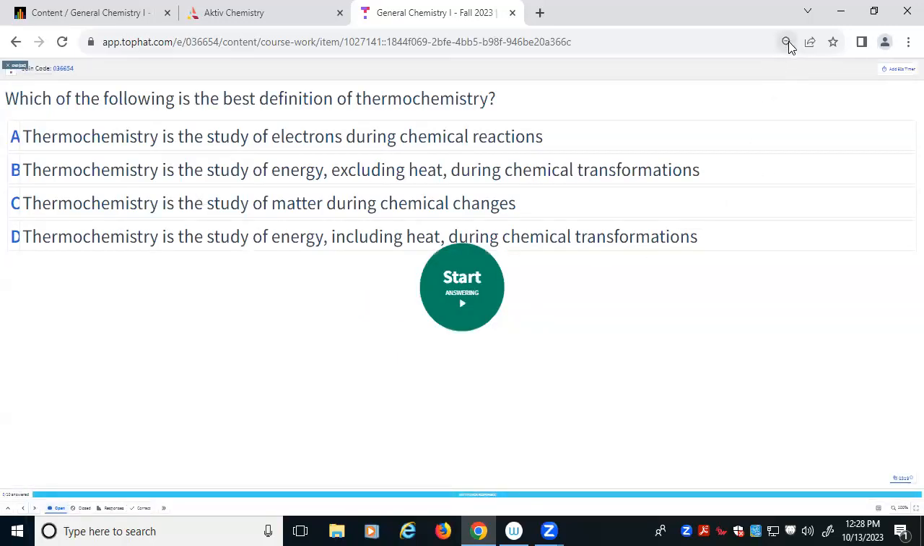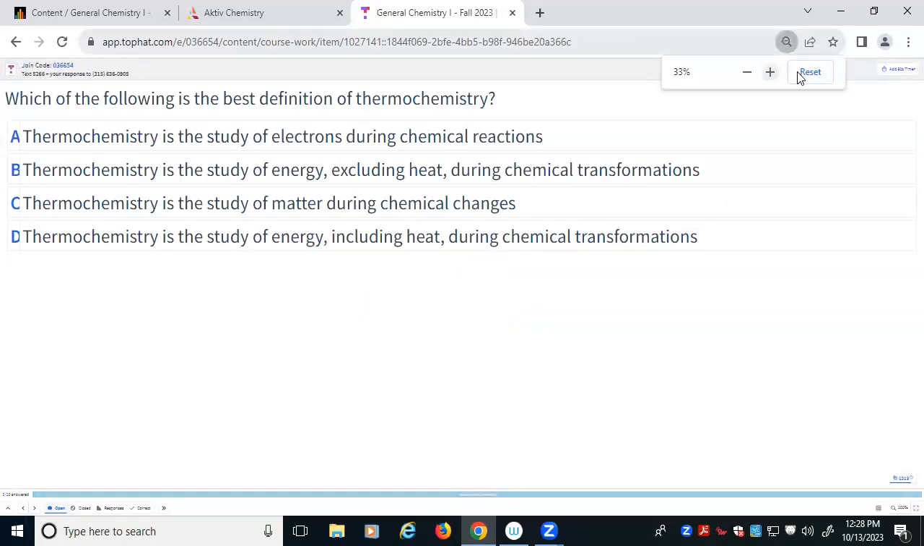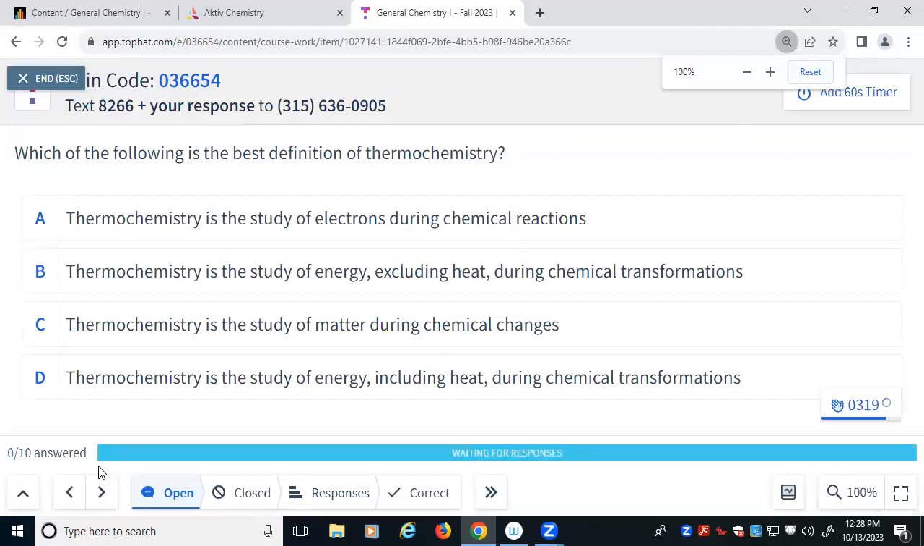Let's take a look at a couple of concepts here, just to review some of the preliminary things that we've been talking about. So which of these four definitions would be the best definition of thermochemistry? Give you about 30 seconds to respond.